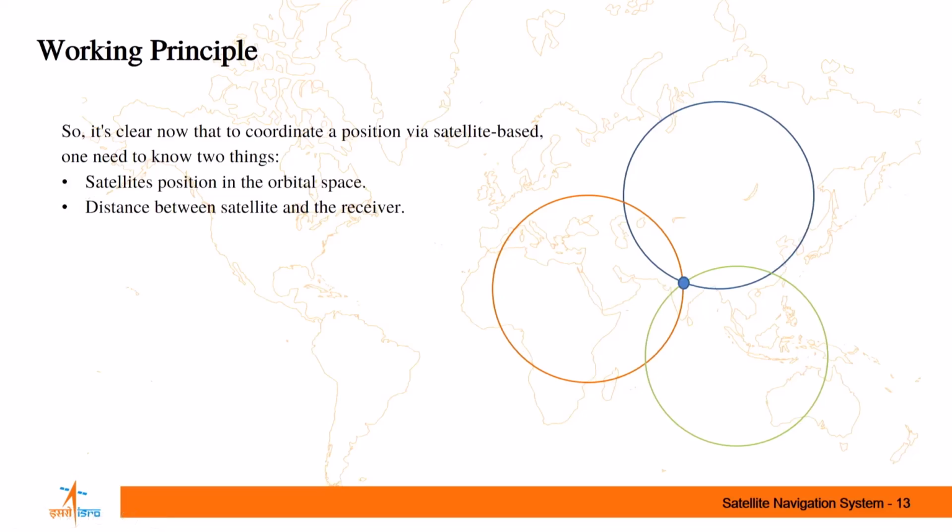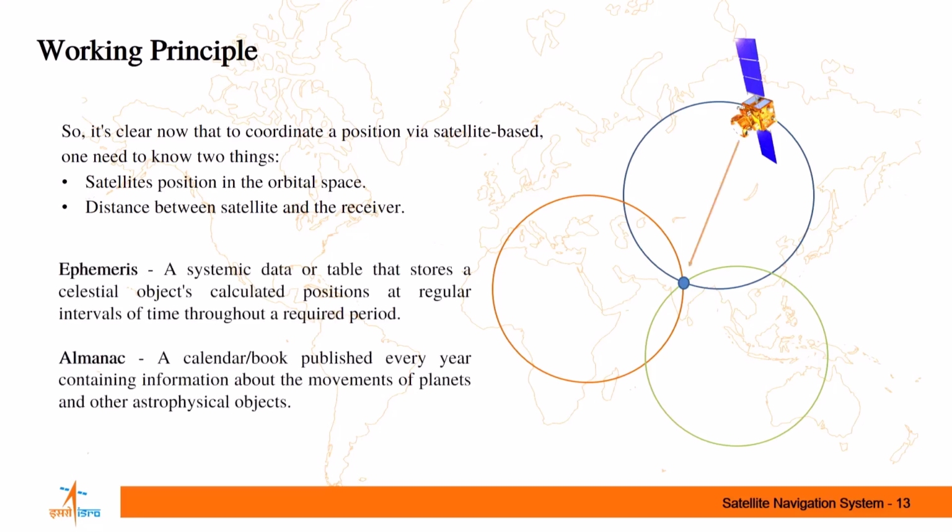So I hope the working principle is clear. Primarily I will again summarize what is happening: it's a one-way ranging principle system where the travel time of the signal multiplied by the velocity provides us the pseudo ranges for the various spheres, and these spheres intersect in a point, providing us the position of the user or the receiver.